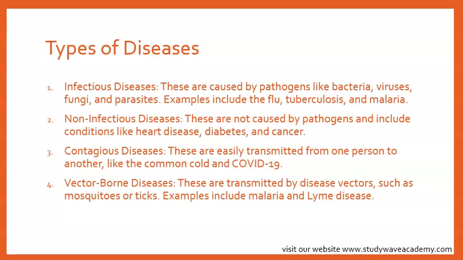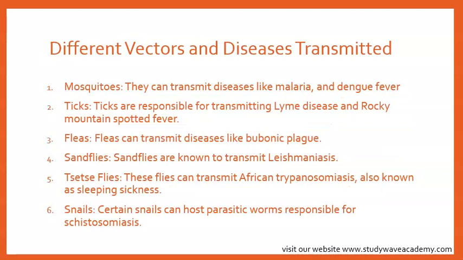Okay, good. So next we're going to be looking at different vectors and diseases transmitted. Various disease vectors are responsible for transmitting specific diseases. Mosquitoes. They can transmit diseases like malaria and dengue fever. So mosquitoes, these bugs are responsible for carrying diseases like malaria, which can make you sick. It makes you very sick, right?